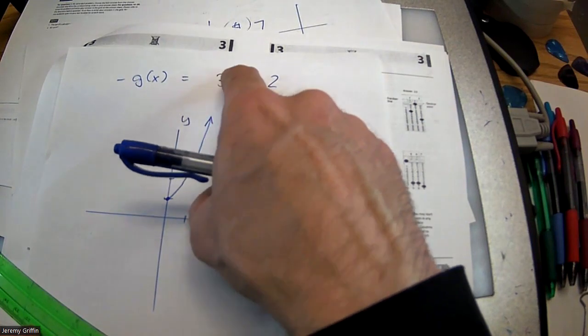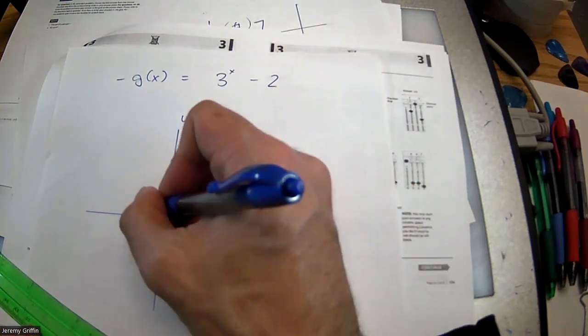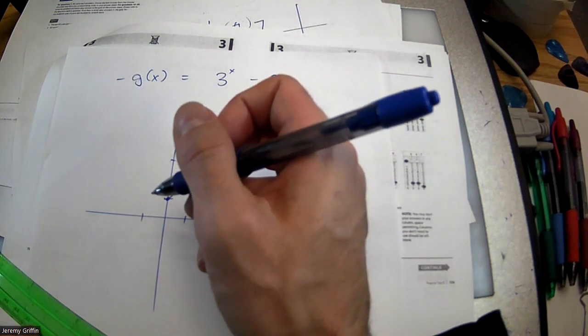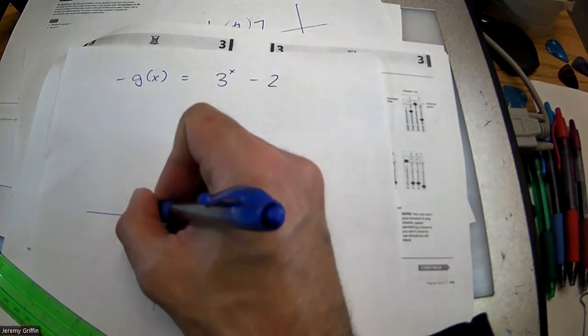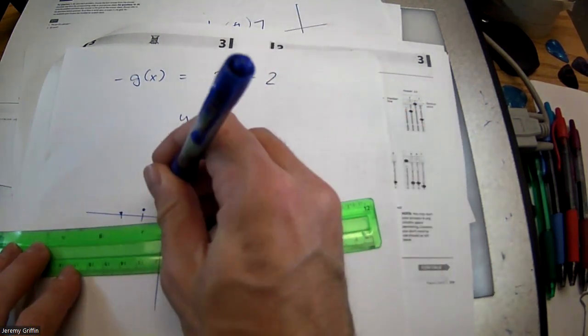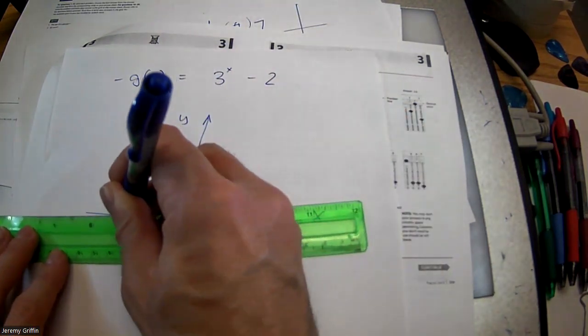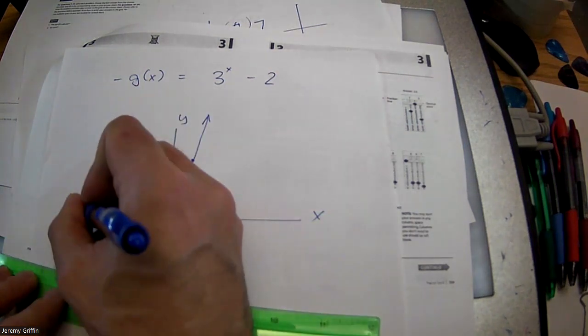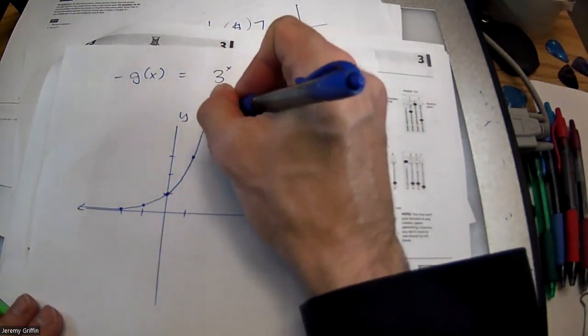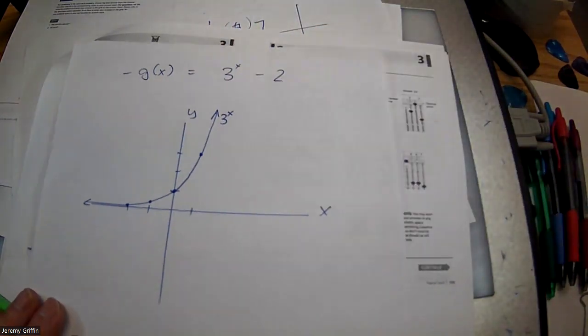Let's go the other way. What is 3 to the negative 1? It's not a negative number, it's a fraction. 1/3. What's 3 to the negative 2? 1/9. You guys remember that these type of equations hit horizontal asymptotes real fast? That is 3 to the x. That's all that is, just 3 to the x, right?